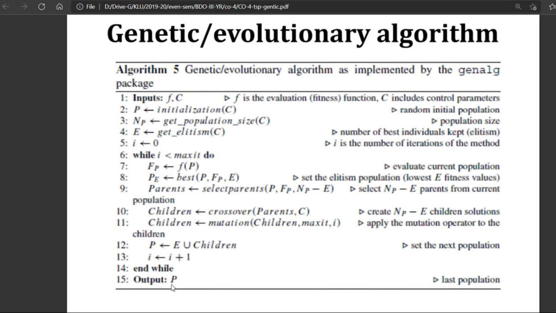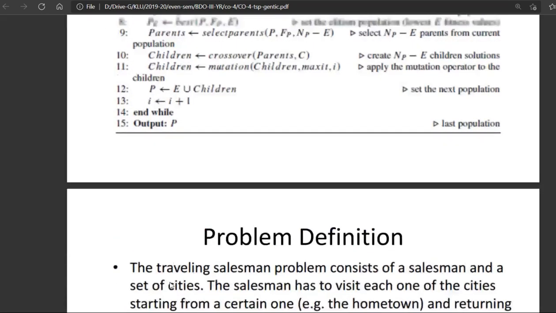So after executing the maximum number of iterations, you will get the last population. Out of the last population, you select the best solution as the optimum solution. You select one solution which has a high fitness value or low fitness value and label it as the optimum solution. Okay, this is the brief explanation. We have already discussed all these things.